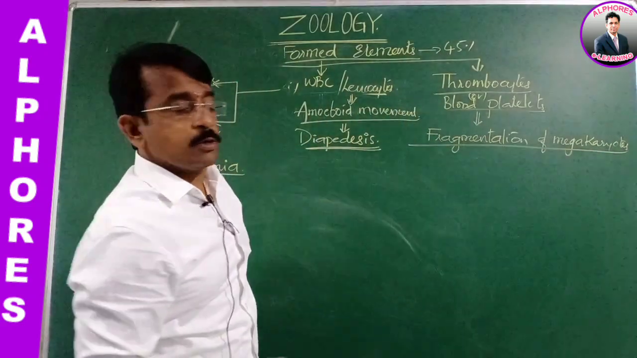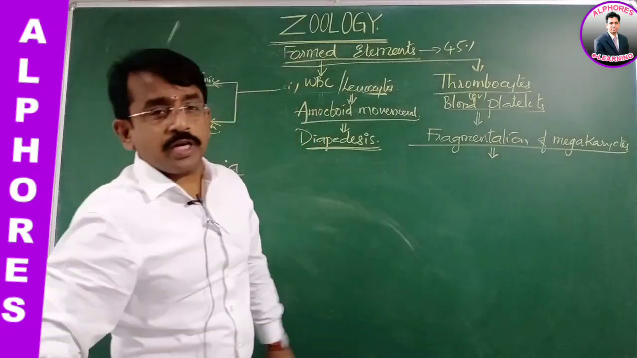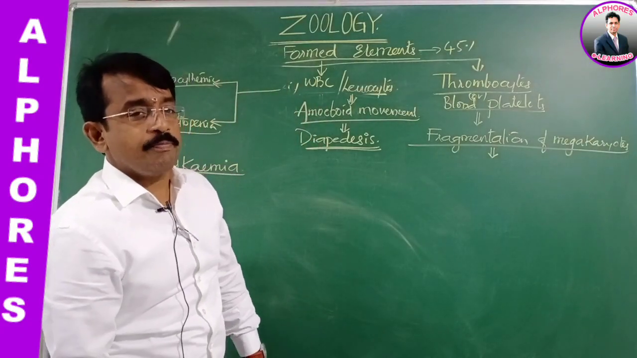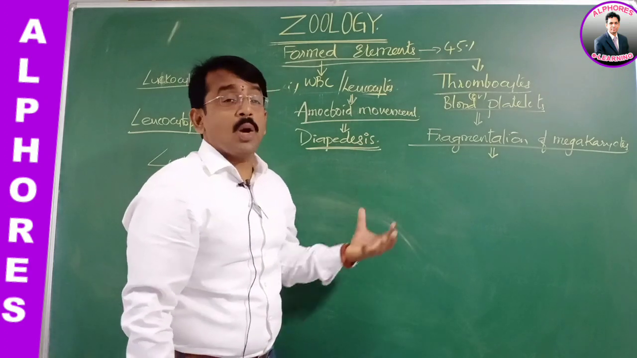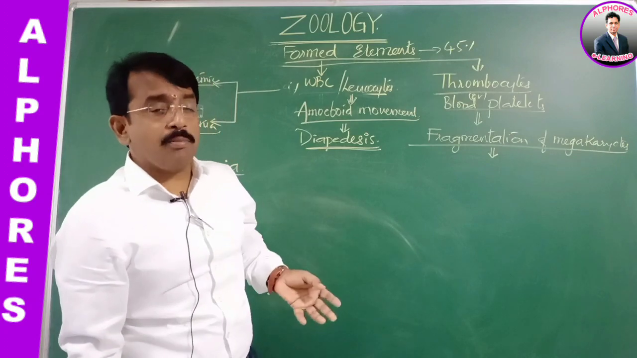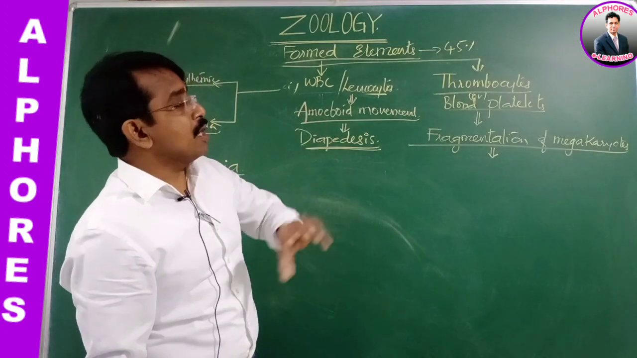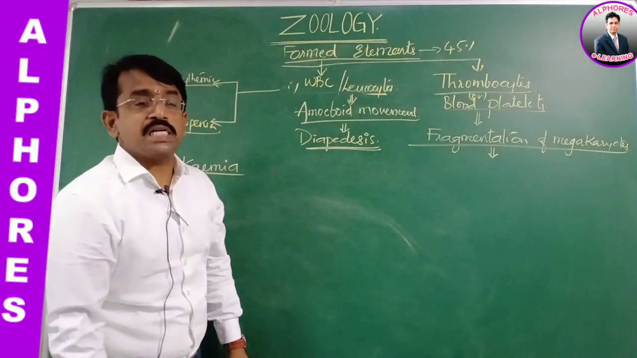Fragmentation of megakaryocytes results in the thrombocytes or blood platelets. And this is how they play a role. In the presence of calcium ions, prothrombin and fibrinogen, blood coagulation takes place. That is the role of the blood platelets.